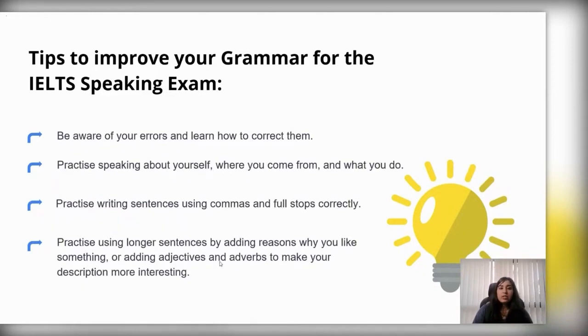All right. Next one is quite important. Be aware of your errors and learn how to correct them. Now, how can you do this? You can definitely practice with a partner, whoever's at home, maybe your friends, your parents, your siblings, who can correct you as well. So when you're speaking, they can just tell you, hey, you're making an error here. Okay. And then understand how you can correct it to make sure that your sentence is perfect. All right.